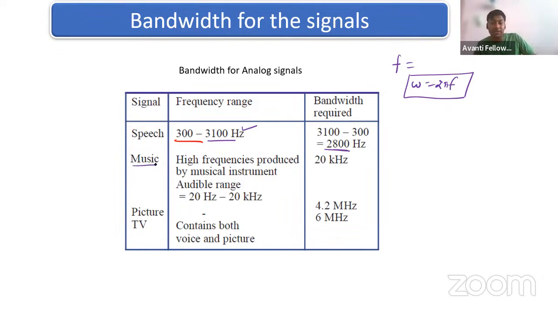Now for music, high frequency produced by musical instruments, the audible range will be 20 hertz to 20 kilohertz. Within this range, we are able to hear the sound. If we go above 20 kilohertz, then we are not able to hear the complete sound. That will be the bandwidth required, 20 hertz to 20 kilohertz. Now, for picture and TV signal transmission, both voice and picture are contained, and the frequency bandwidth range will be 4.2 megahertz to 6 megahertz.